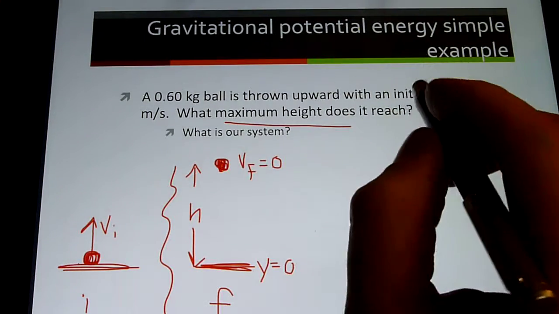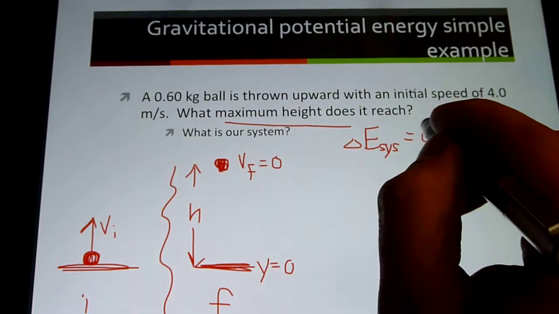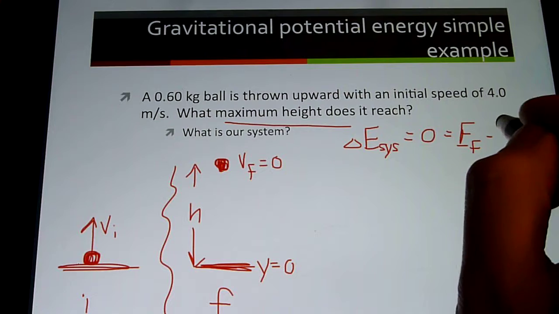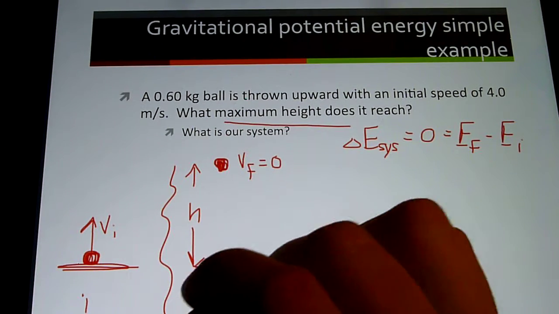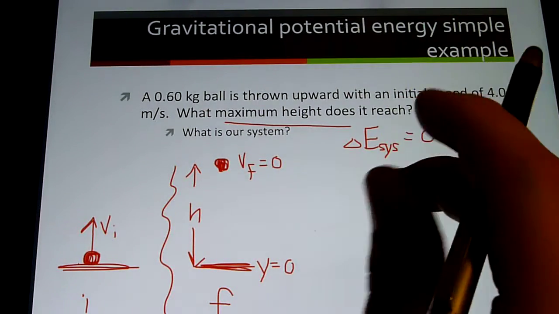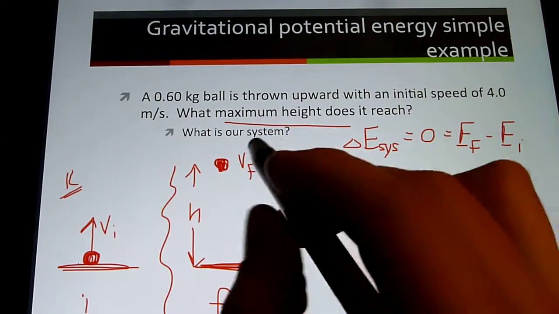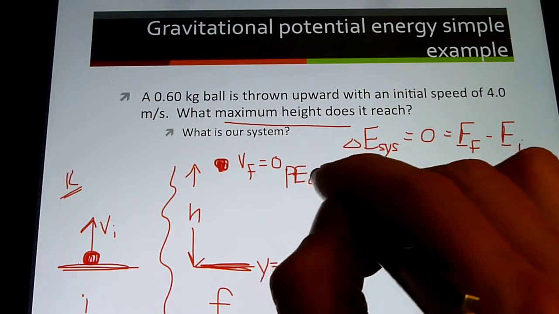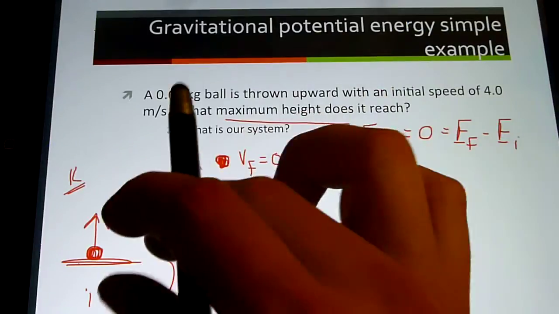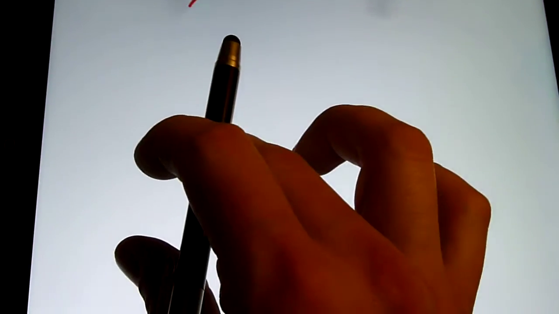So I know that the total change in energy for my system is 0. That means that my energy final minus energy initial is equal to 0. So that's another way of saying that the energy final is equal to the energy initial. So let's work with that. Notice here I have kinetic energy. Here I have gravitational potential energy, but 0 kinetic energy. So I'm going to keep this picture in my brain, but I'm going to move over here to actually write a bit smaller, right?